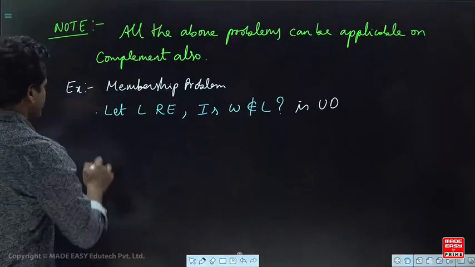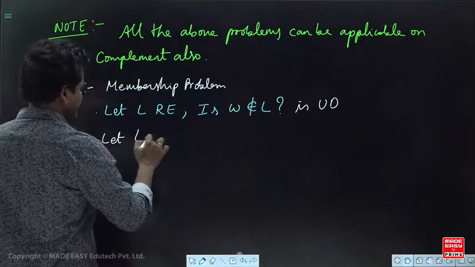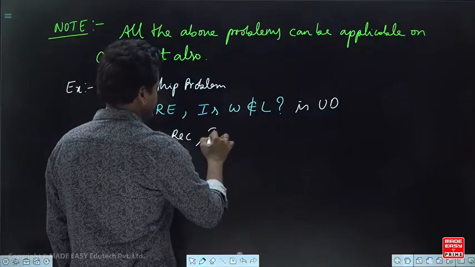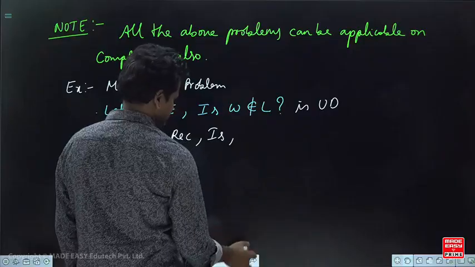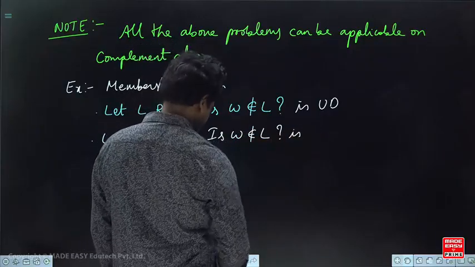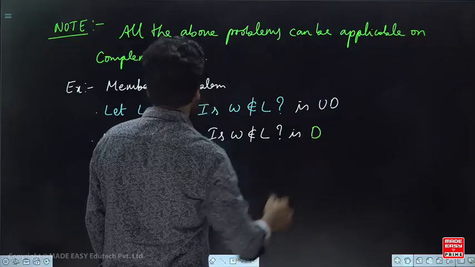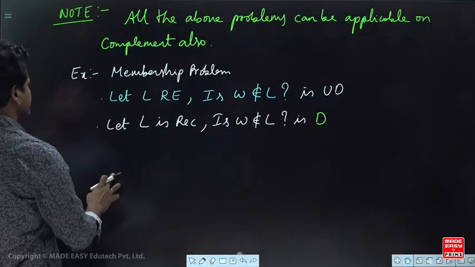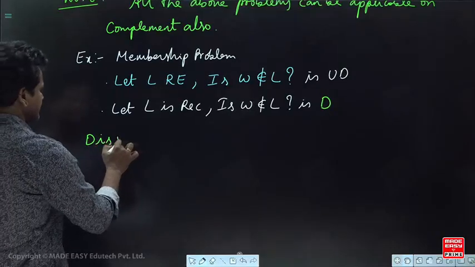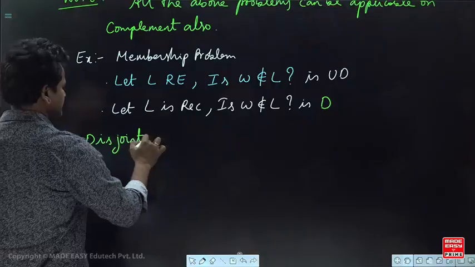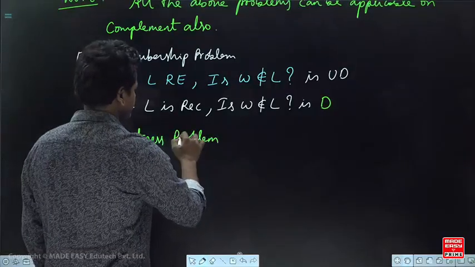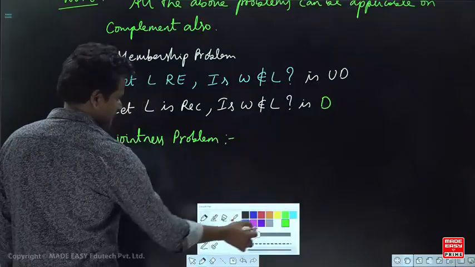One more example. Let L be recursive. Is W not belonging to L? Yes, it is decidable. It is the membership problem of REC. Simply one more, I'll go for the disjointness problem. Example.